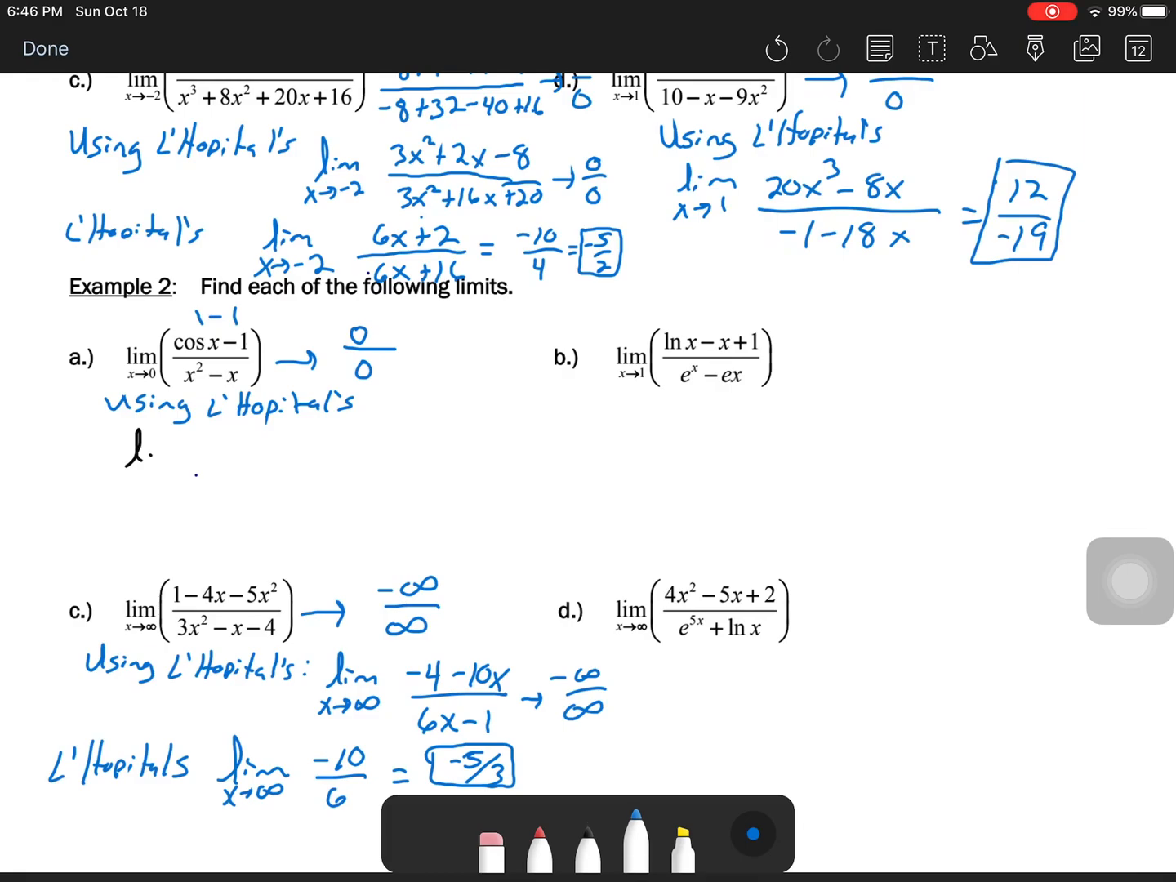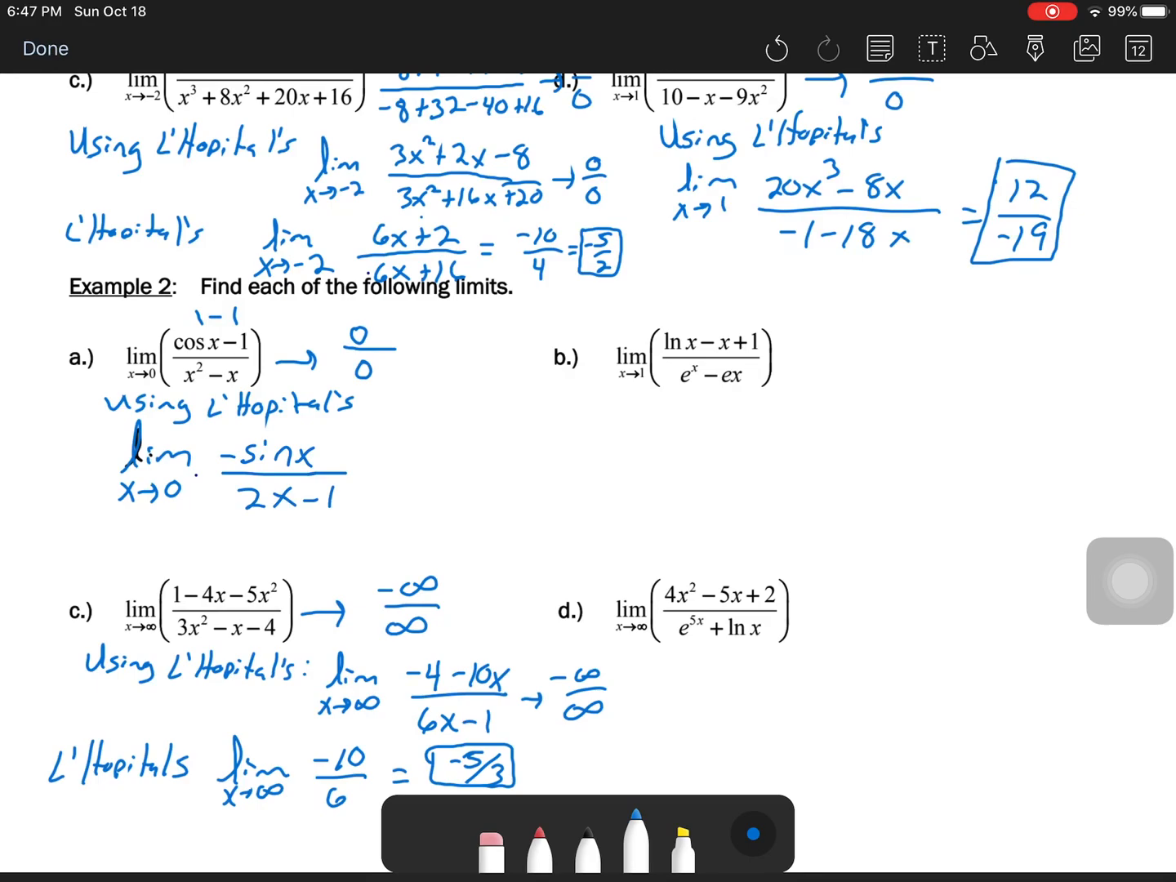Okay, so now we're going to rewrite our limit. Limit as x approaches 0. So now I'm going to do the derivative of that cosine of x minus 1. Remember, derivative of cosine is negative sine of x, and then the minus 1 would disappear. Then on the bottom we'd have 2x minus 1.